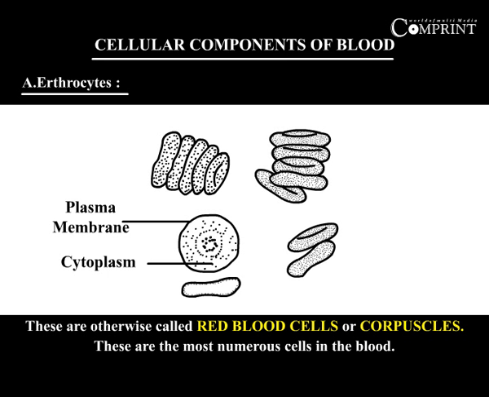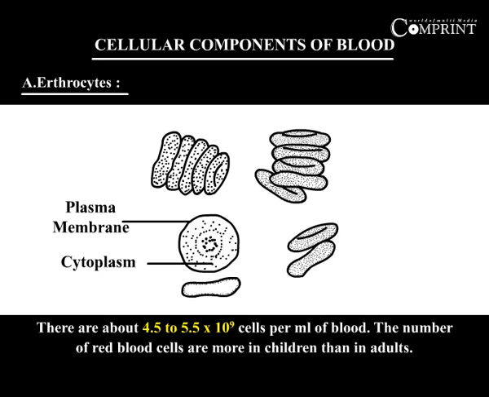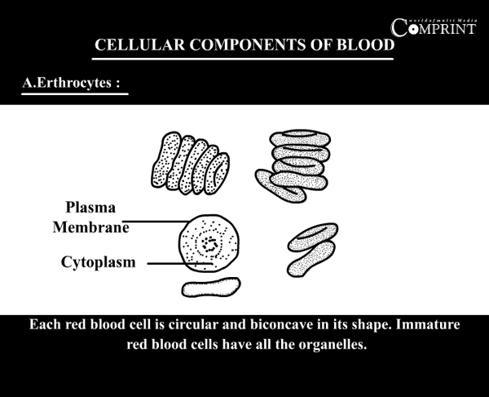Erythrocytes are otherwise called red blood cells or corpuscles. These are the most numerous cells in the blood. There are about 4.5 to 5.5 × 10⁹ cells per ml of blood. The number of red blood cells is more in children than in adults. Each red blood cell is circular and biconcave in its shape.